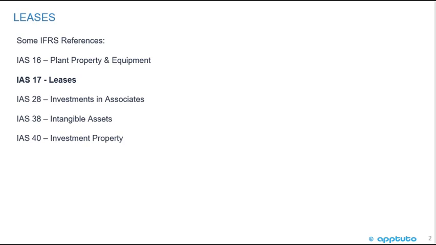So recall we've looked at plant, property, and equipment. That's IAS 16, the relevant standard. IAS 28, investments in associates, we're not covering in this reading. IAS 38 is intangible assets, which we look at. And IAS 40 is investment property, which is an LOS that we look at in this reading as well. So that was just another quick summary of the International Accounting Standards with regards to long-term assets. Now we're going to be looking at leases, which falls under IAS 17.